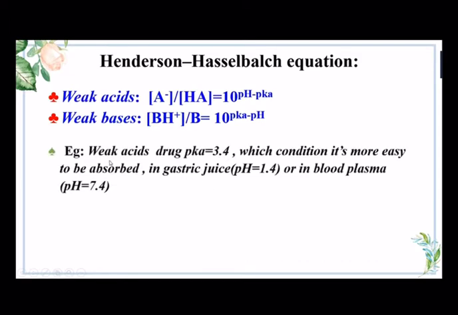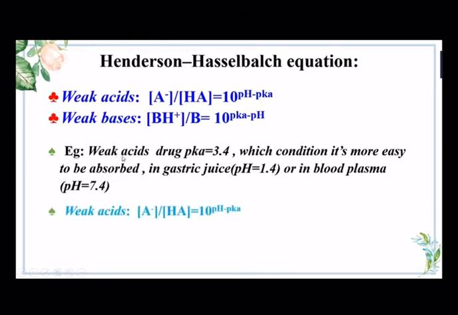For example, here is a weak acid drug with pKa equal to 3.4. Under which condition is it more easily absorbed: in gastric juice or in blood plasma? In gastric juice, pH equals 1.4. In blood plasma, pH equals 7.4.